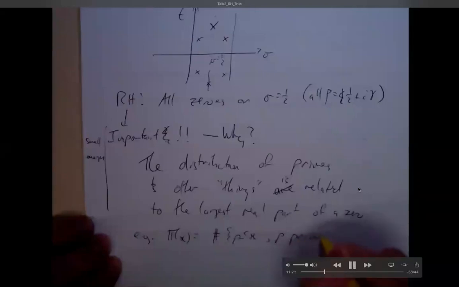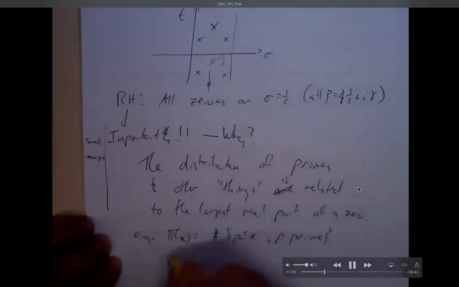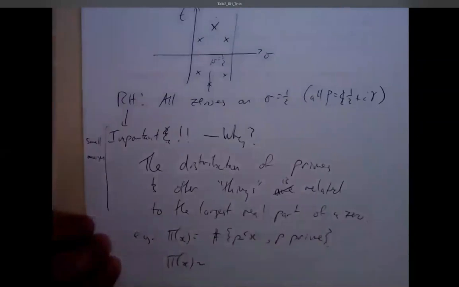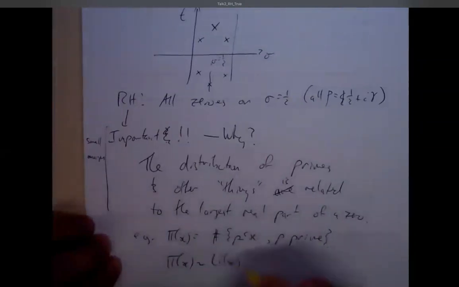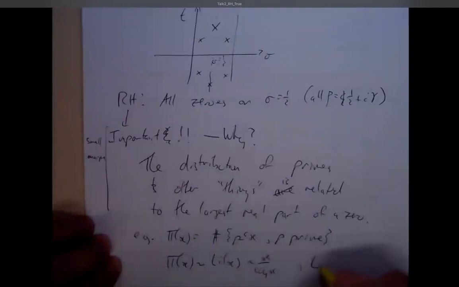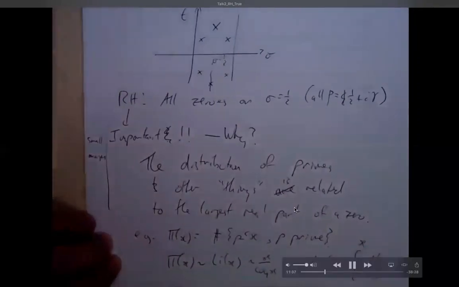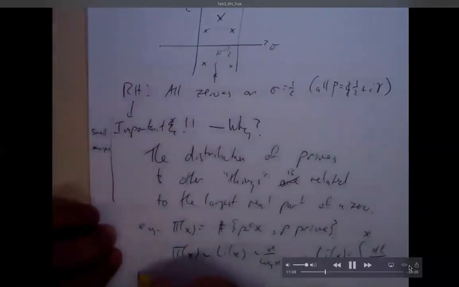So here's an example, the prime counting function pi of x. I alluded to it before when I mentioned the prime number theorem. What does it count? It counts the number of primes up to x. So how many primes up to 10? Well, 2, 3, 5, and 7 are primes. Pi of 10 is 4. Well, we know that pi of x is asymptotic to this logarithmic integral, which is roughly asymptotic to x over log x.